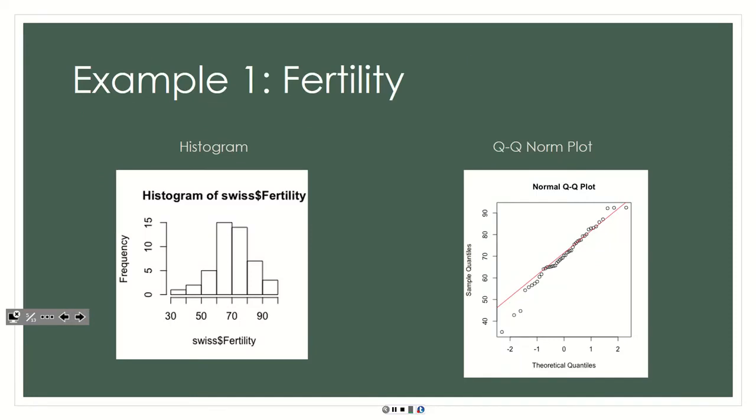For fertility, I started by doing a histogram and noticed that it looked roughly bell-shaped, roughly symmetrical, and didn't have any outliers. Then I turned to the QQ norm plot, and as you can see, most of the points are roughly on the line, which is the QQ norm line, but there are a few on the left that fall below, which might indicate some skewness, which you can see over here. But I wasn't too concerned with it.